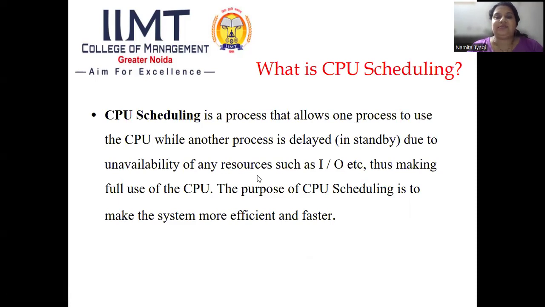So the next term is, what is CPU scheduling? CPU scheduling is a process that allows one process to use the CPU while another process is delayed for some time due to the unavailability of other resources, such as input and output resources, thus making full use of the CPU. The main purpose of CPU scheduling is to make the system more efficient, busier and faster.